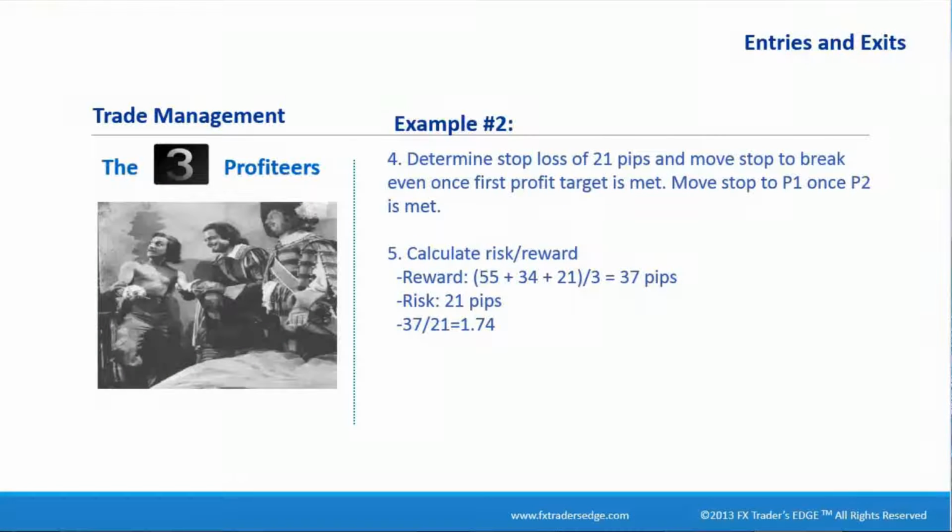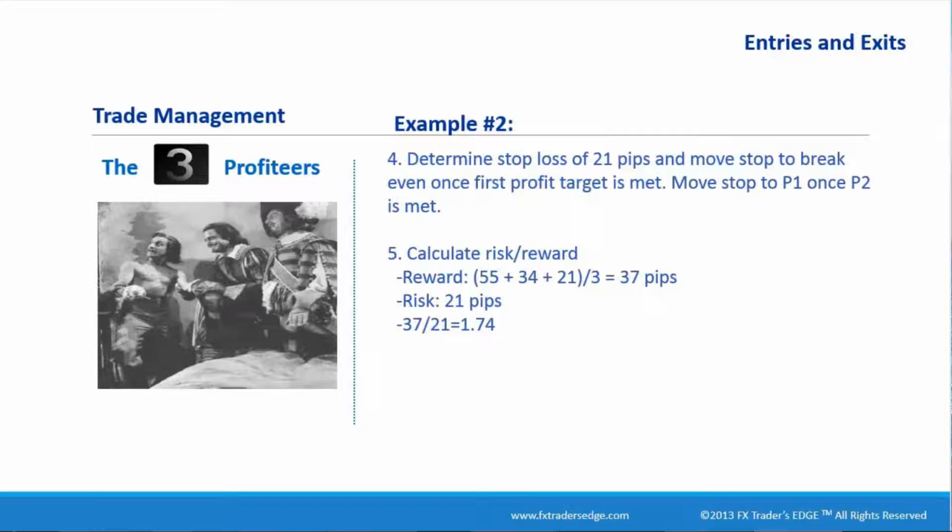We move the stop to P1 once P2 is met. So once we capture 34 pips, P2, the new stop is P1, which is 21 pips. And we calculate the risk reward: the reward is 55 plus 34 plus 21, divided by 3, equals 37 pips, and the risk is 21 pips. 37 divided by 21 equals 1.74.